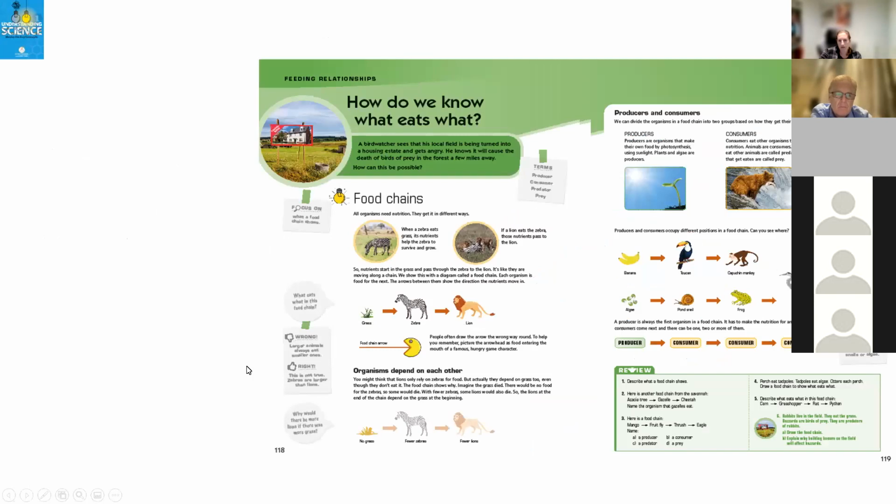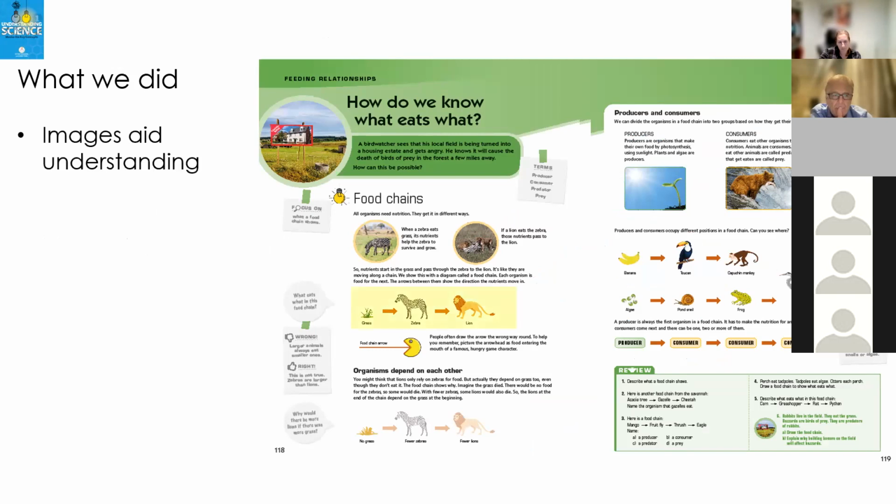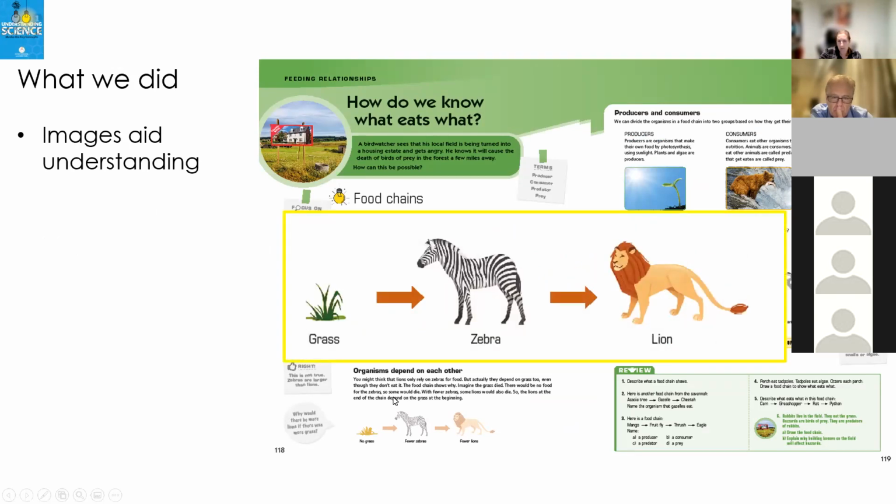So I'm going to show you now some spreads from our textbook, Understanding Science, just to show you how we use this principle in a spread on food chains. So we picked our images carefully to aid understanding. So here's an example. We're actually showing the food chain. We're using images and words to show the food chain.